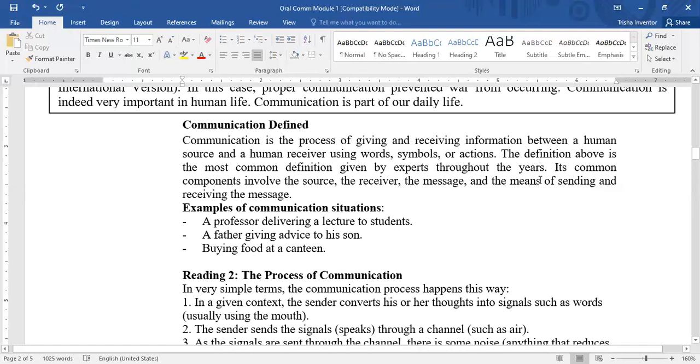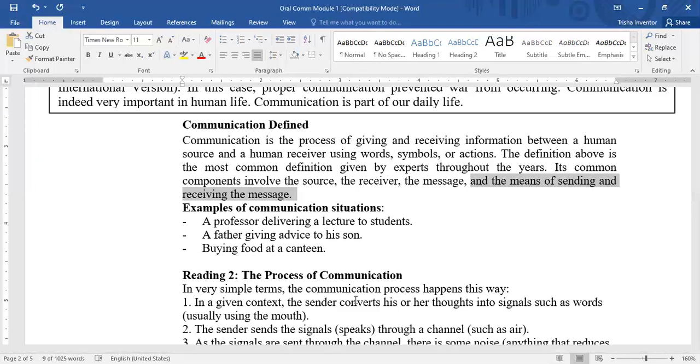Its common components involve the source. So in us right now, I am the source. The information is coming from me. The receiver is you. You are receiving the message that I am giving you. And the message is our lesson, which is about oral communication. The means of sending and receiving the message.